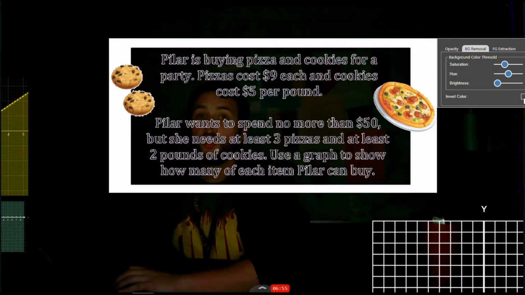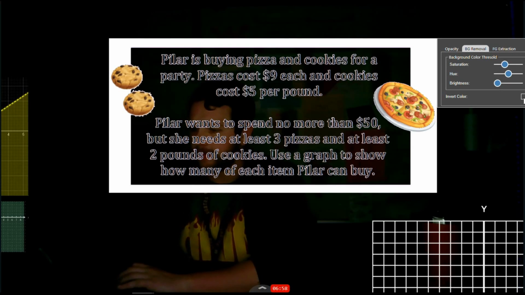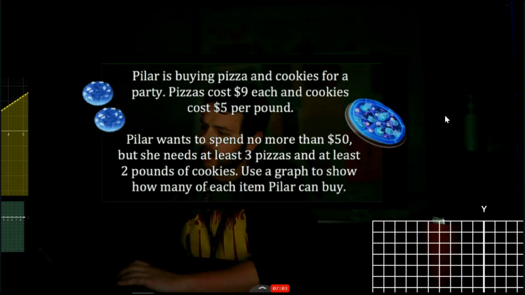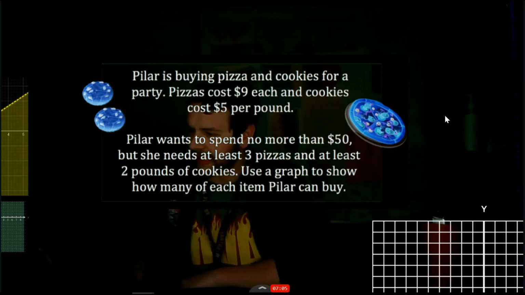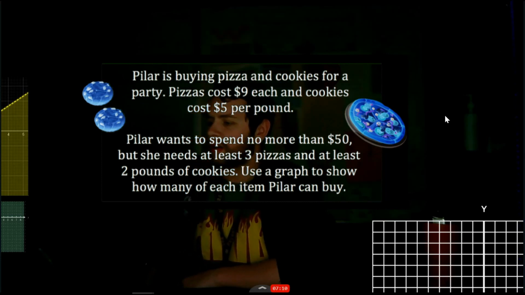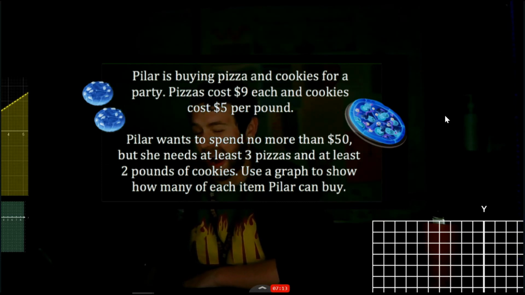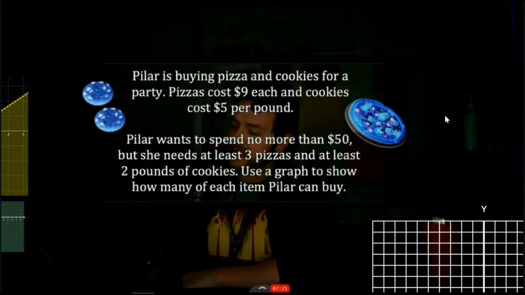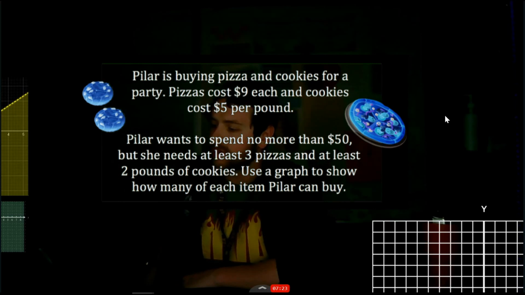See, normal pizzas and normal cookies, but it makes it kind of hard to read. So we're going space cookies and space pizza. Pillar is buying pizzas and cookies for a party. Pizzas cost $9 each. Cookies cost $5 per pound. That makes sense. Pillar wants to spend no more than $50, but she needs at least 3 pizzas and at least 2 pounds of cookies.